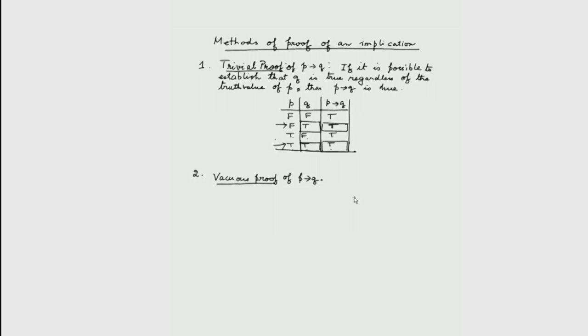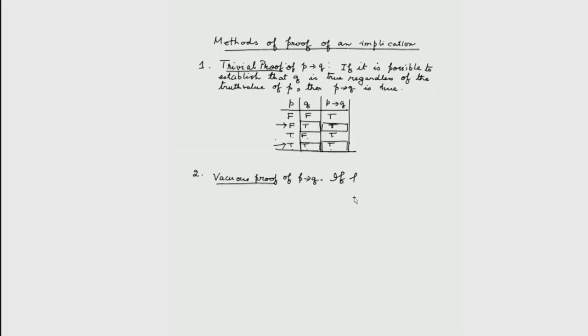So, here if P is shown to be false regardless of the truth value of Q, then also P implying Q is true.